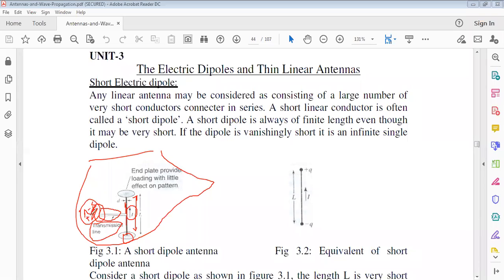During this positive half cycle, the electrons available in this piece of wire are attracted, and during the negative half cycle they are repelled. This is the equivalent circuit of this setup. How it is represented: the length of the transmission line, or the length of this dipole, is L.